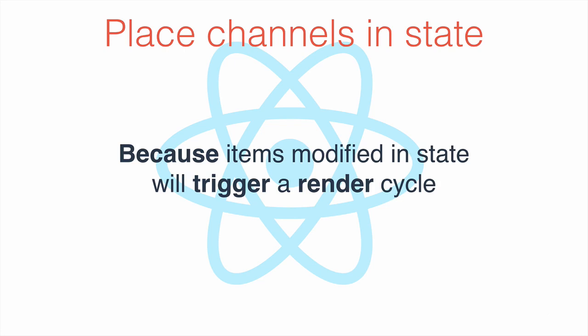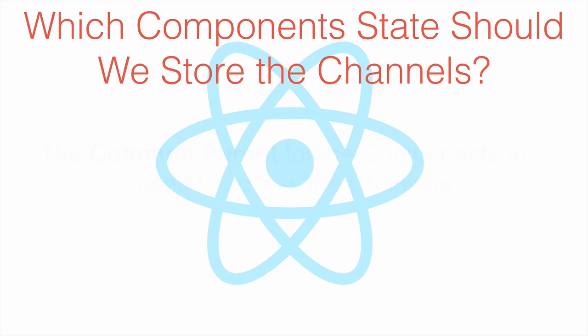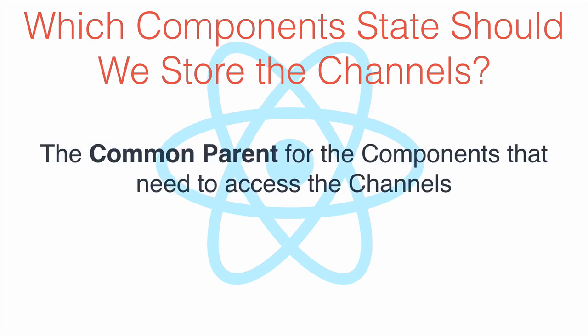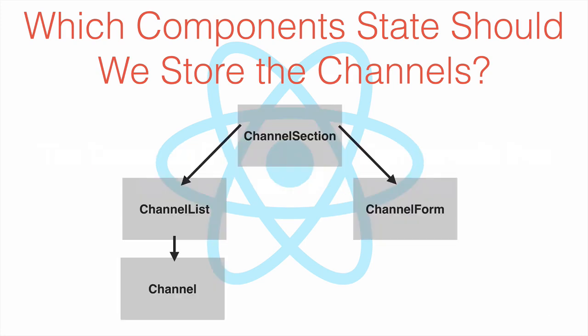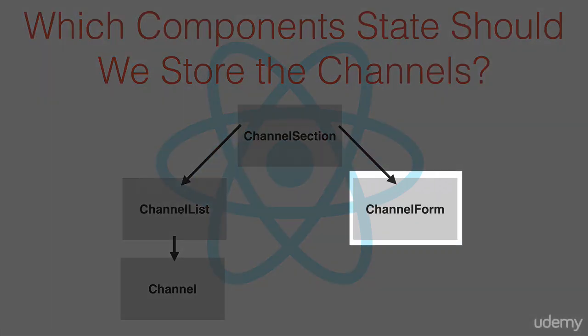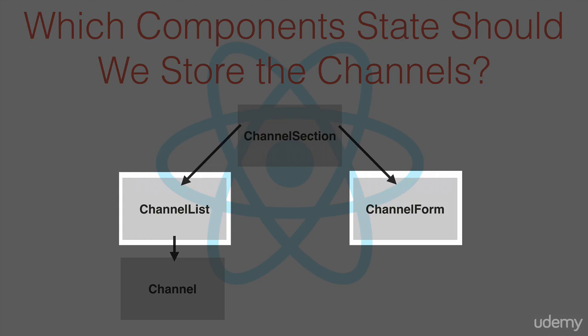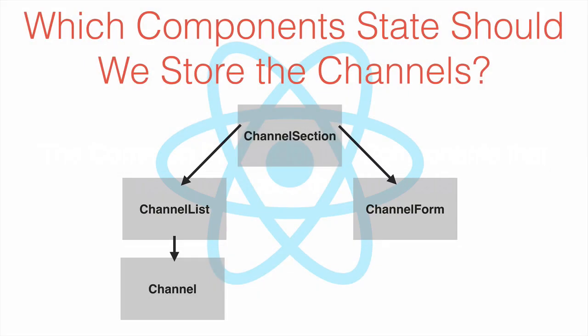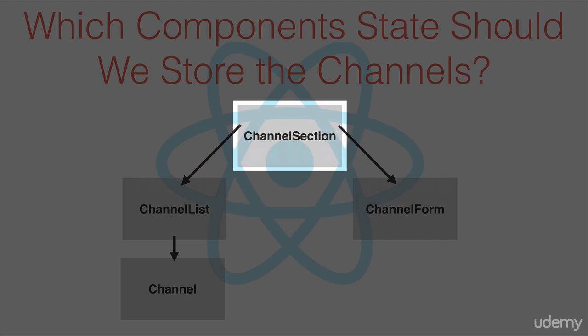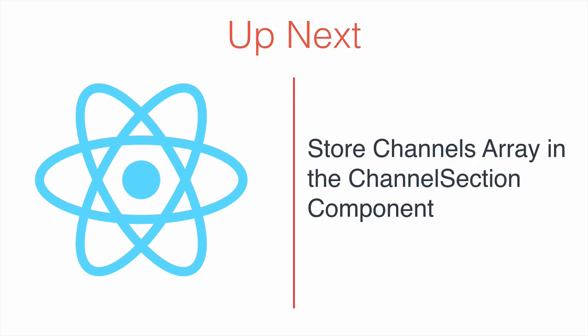So the next question is, where should we store it? In other words, which component's state should we store the channels array in? The rule of thumb is to store the state in a component that is a common or shared parent to the children components that need to access and modify the state. In our example, we've got two components that need to access the channels array: the channel form component, which needs to add new channels to the array, and the channel list component, which displays the channels. Both of these components share the same parent component, channel section, so it would seem that channel section would be a good place to store the channels array. And that's what we'll do in the next video.